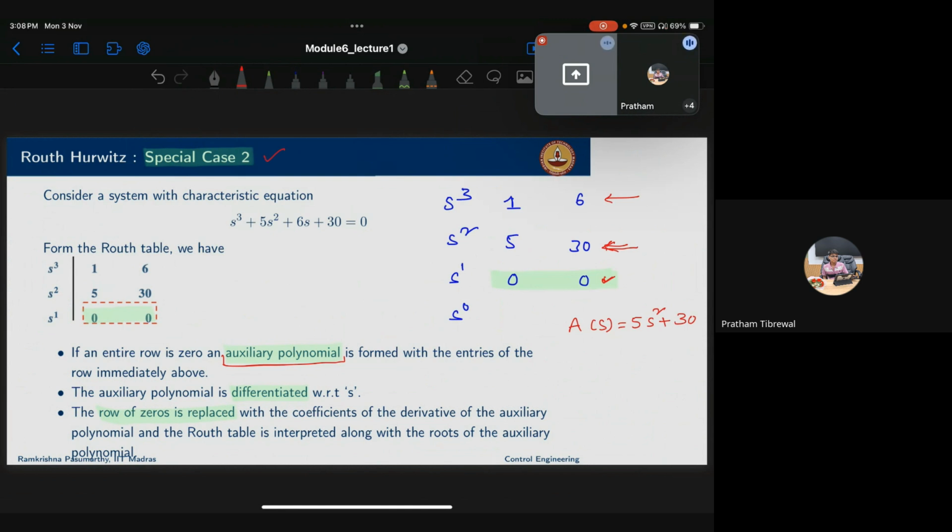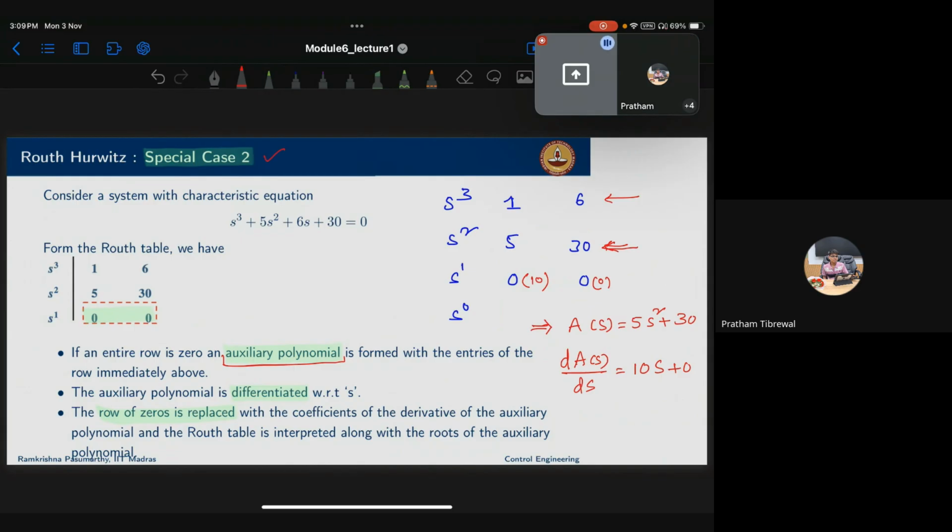Okay. So now this is called the auxiliary polynomial. What we do is take the derivative with respect to s. So that is 10s plus 0. Correct? Okay, 10s plus 0. So now we will replace these with 10 and this with 0. Is this clear?